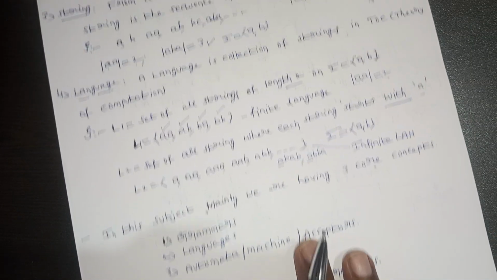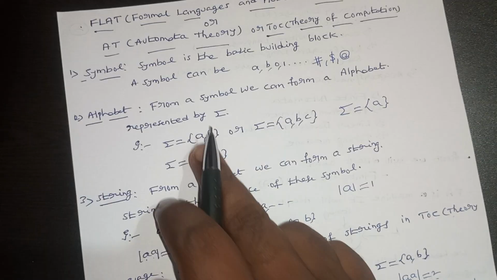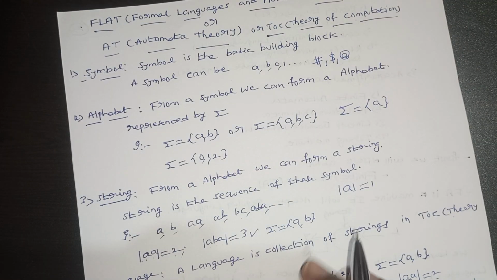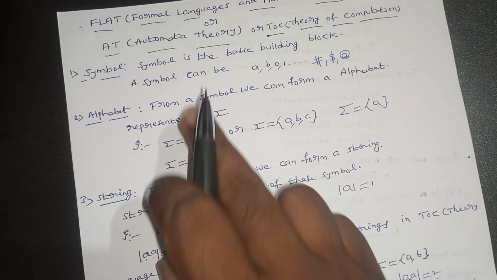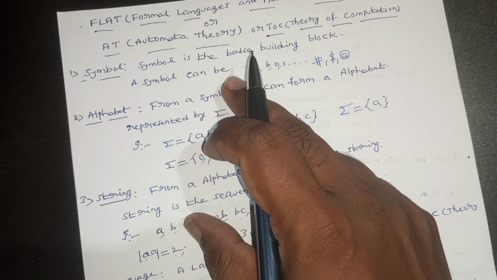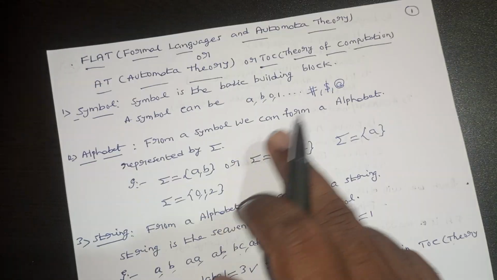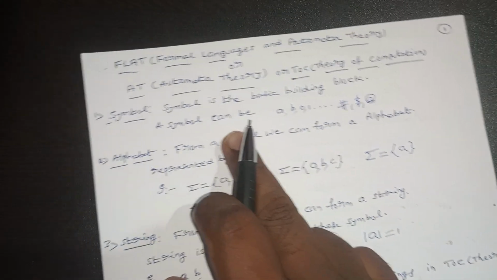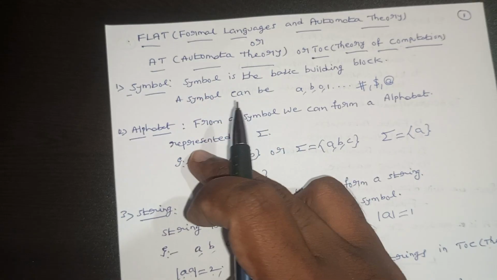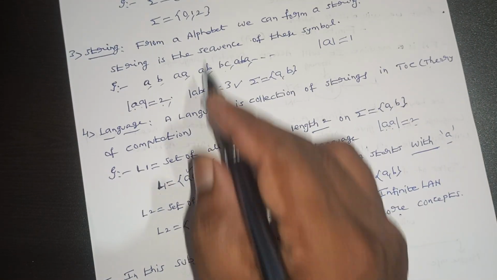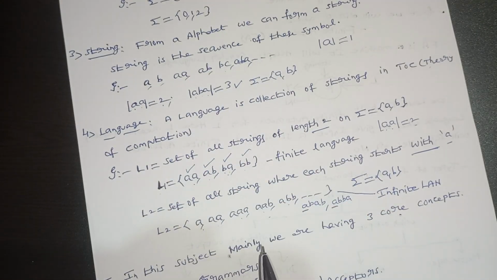Now, these things you have to know. In depth there is a lot of information, so meanwhile we will discuss all of it. These are the basic terminologies in the FLAT subject, or theory of computation, or automata theory: symbol, alphabet, string, and then language. These words we are going to use repeatedly in the subject.